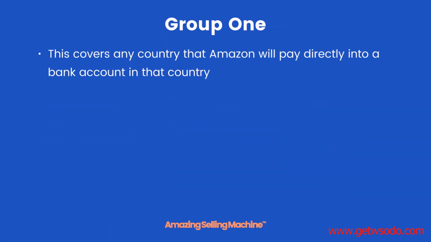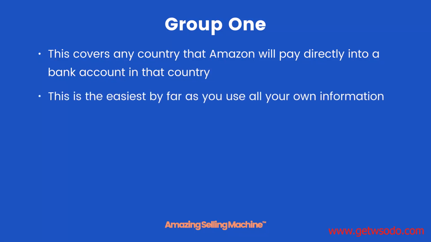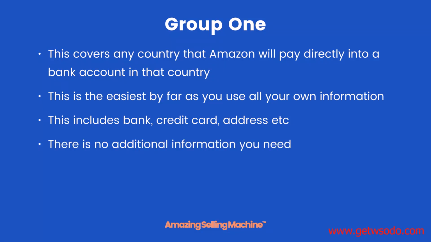So Group 1. This covers any country that Amazon will pay directly into a bank account in that country. For the most part, it's the US and Canada, most of the countries in the Eurozone, and a few extra ones. Again, it's all in the download below this video. Now, this is the easiest by far, as you can use all your own information. This includes your bank information, your credit card, your address, etc. Basically everything, because Amazon will send the money direct to your local bank account. There is no additional information or services you need.